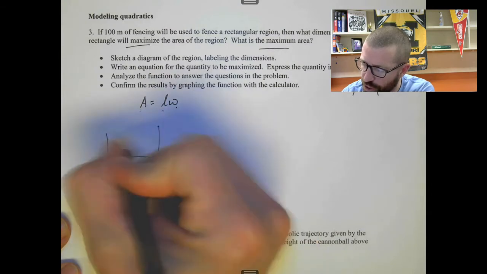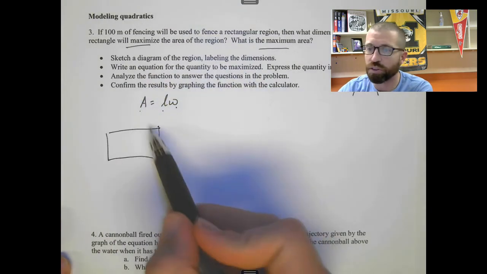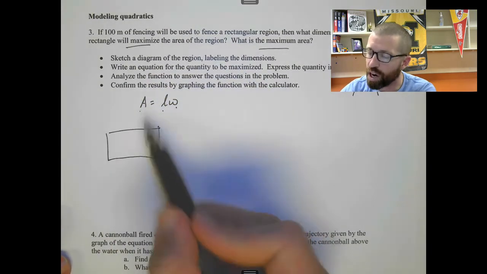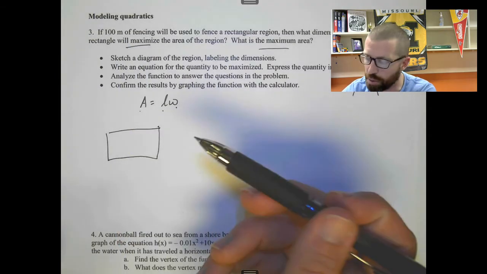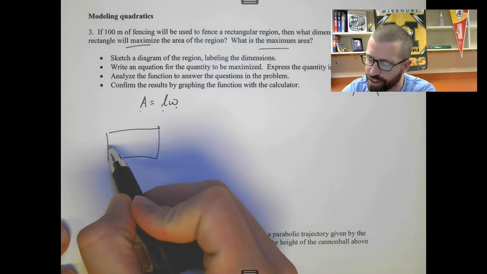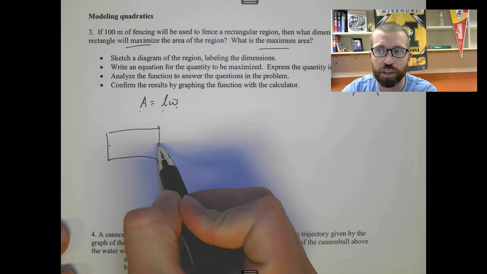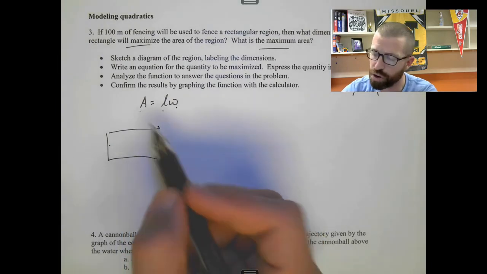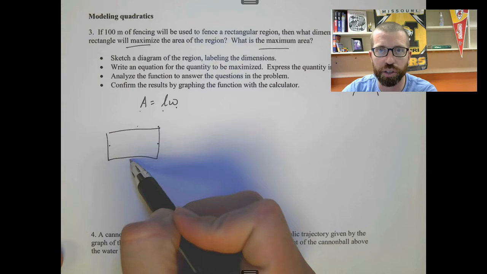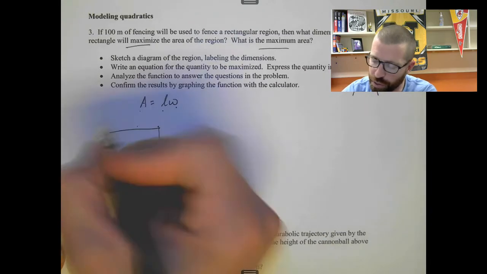This is kind of tricky to set up. We have a rectangle. It's not a great rectangle, but we have 100 meters of fencing. So let's play this out with an example. If this side is 10, then this would have to be 10. Then I have 80 meters left, so I divide that by 2, and this would be 40 and 40. Okay, so let's see if we can do that with letters.